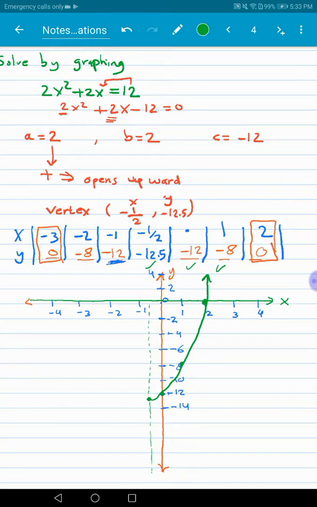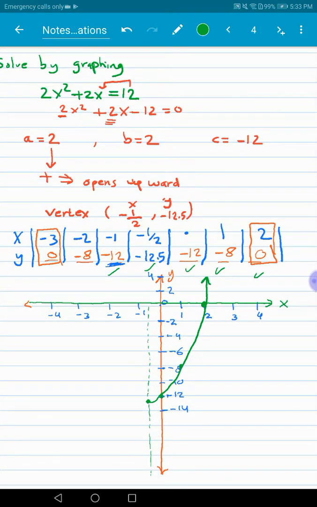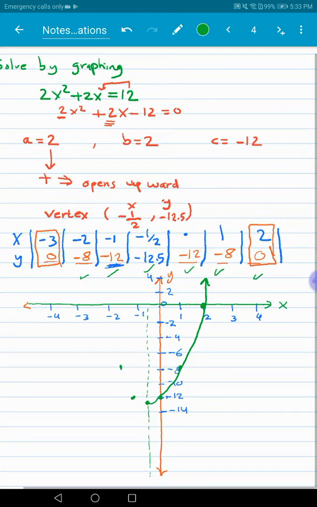Let's graph the left side. Minus 1 and minus 12, it's going to be here approximately. Minus 2 and minus 8 is going to be like this one. And minus 3 and 0 is going to be here. So graph it.